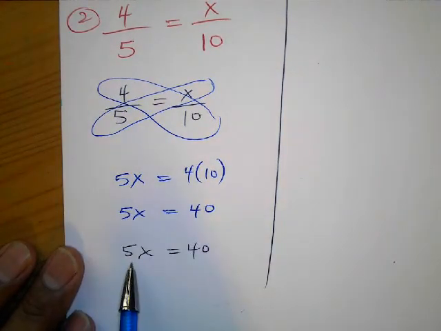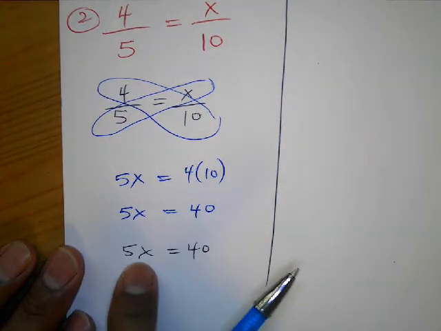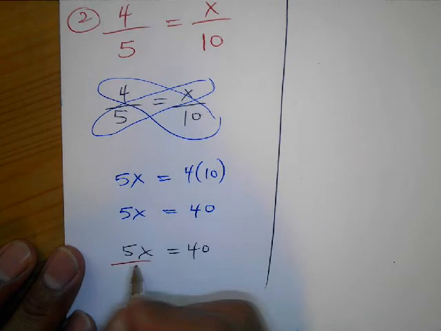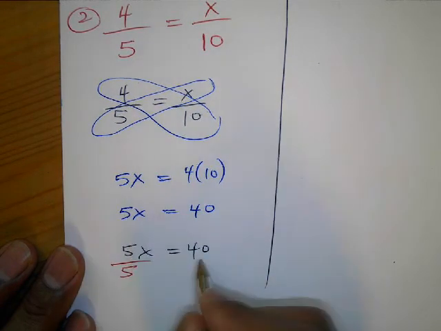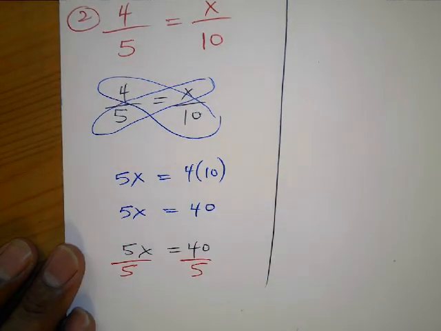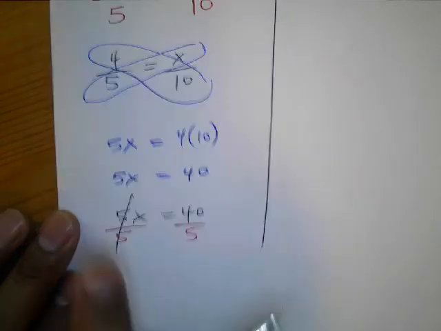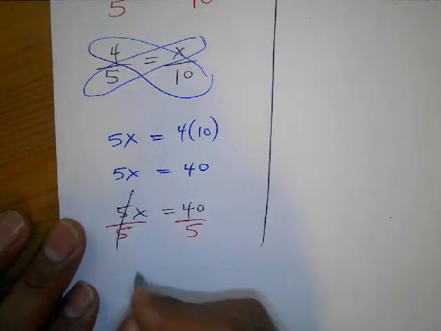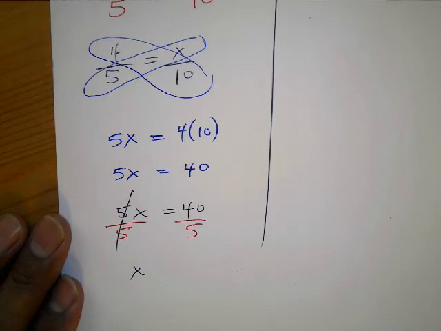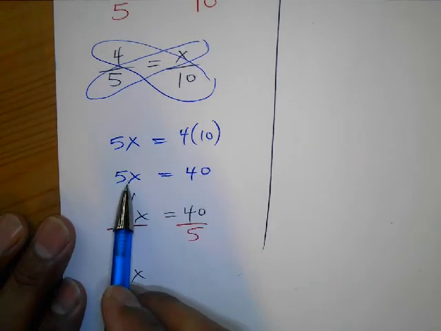Here, if I want to get x by itself, don't I? If this is 5 times x, don't you divide, right? Divide by 5, right? To undo a multiplication, you divide. Oh, okay. And that's how you're going to get, now x is by itself. See, now x is by itself.